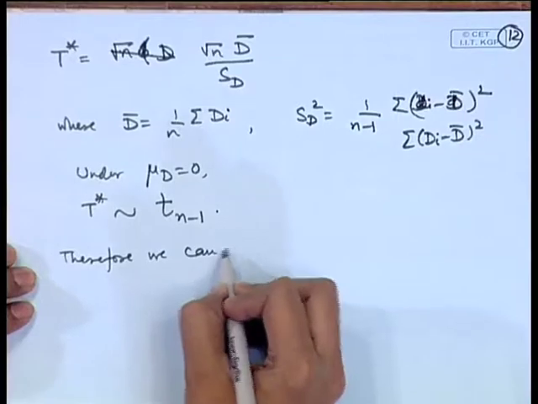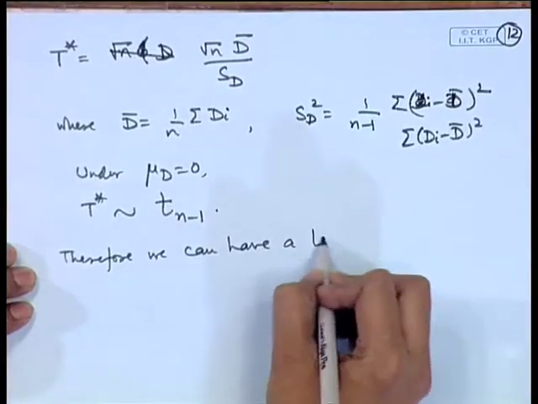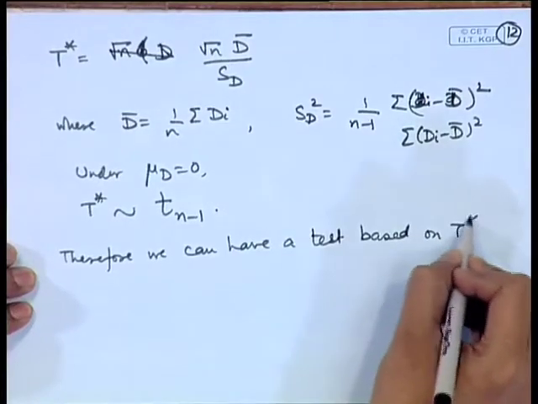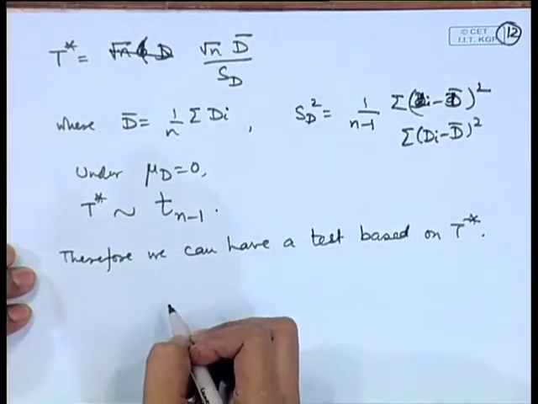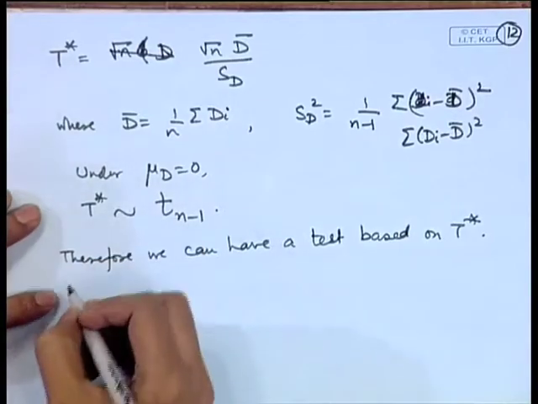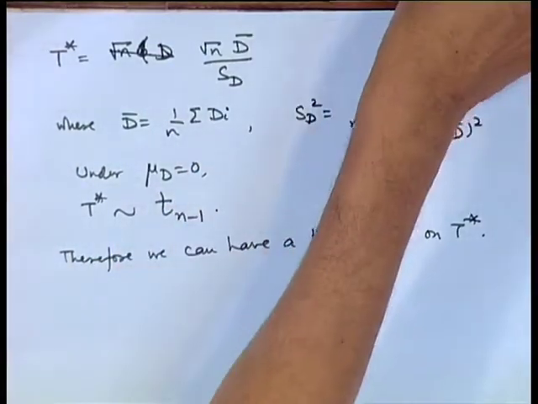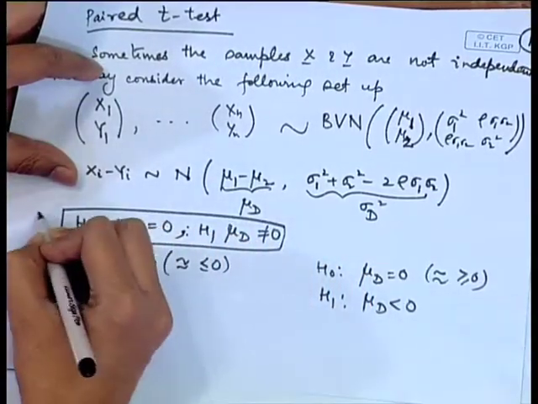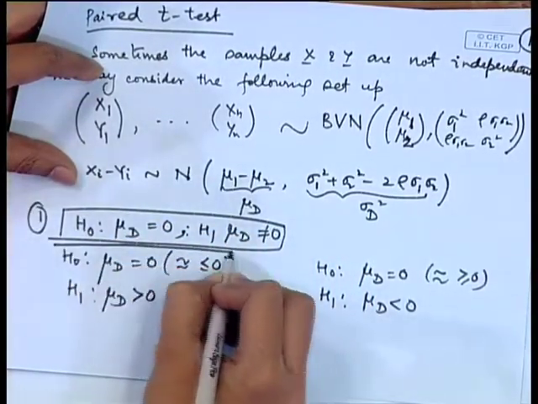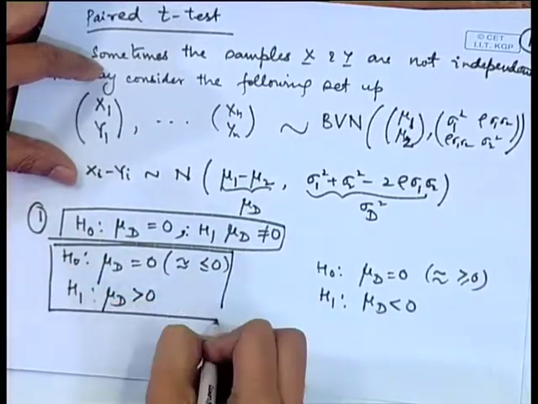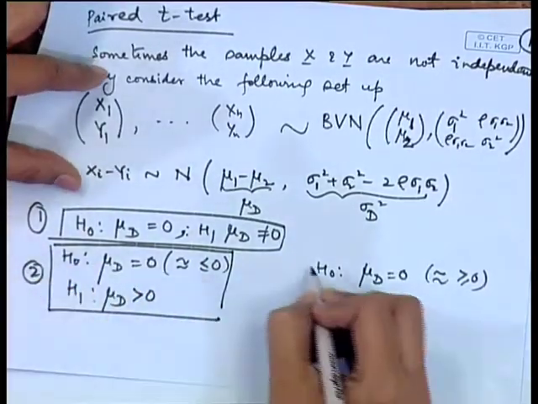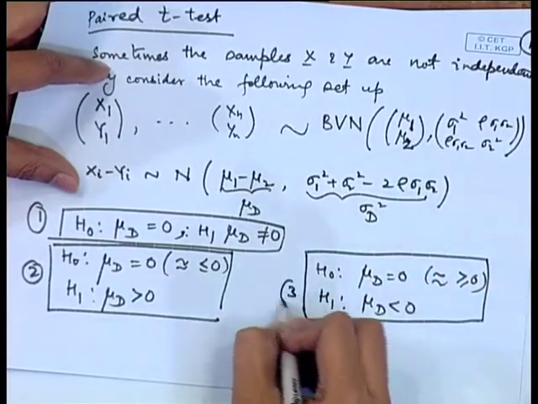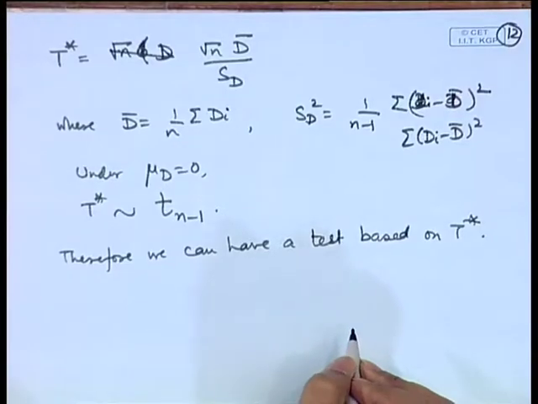Therefore, we can have a test based on T star. So, for example, if I am considering, let me name this hypothesis here. Let me call this one as say hypothesis problem 1. This one I can consider as problem 2. This one I can consider as say problem 3. Okay.